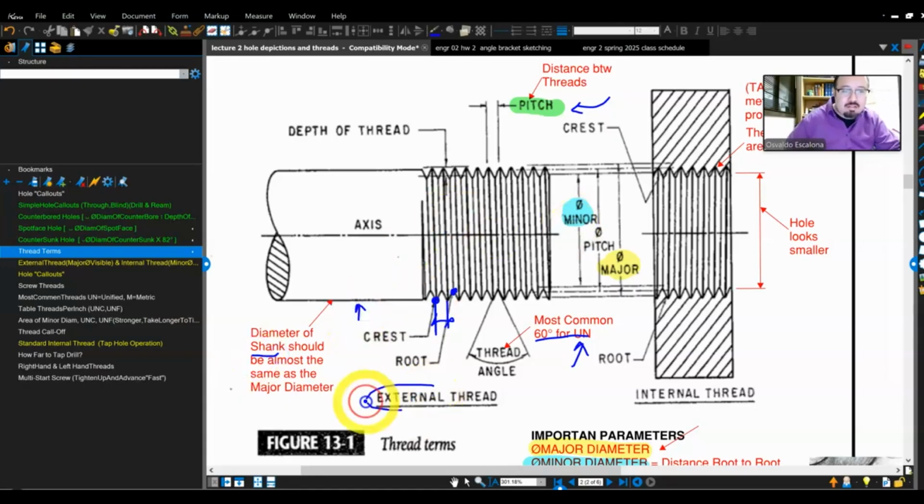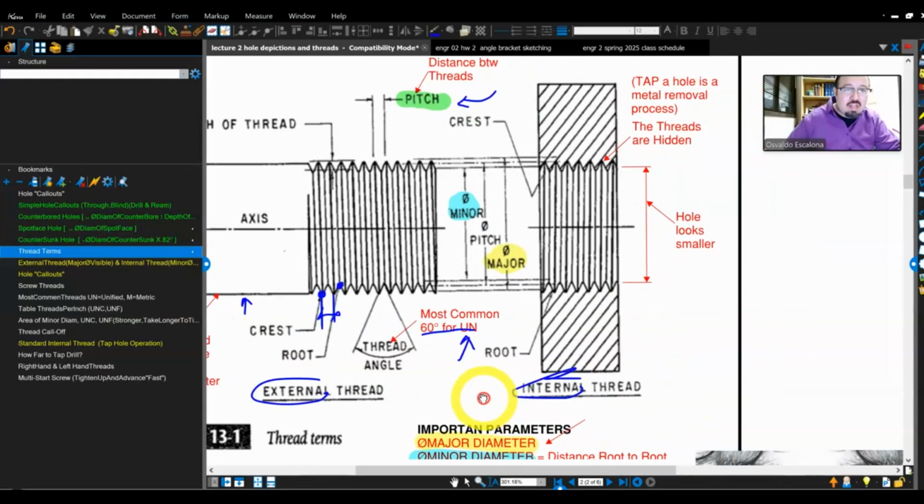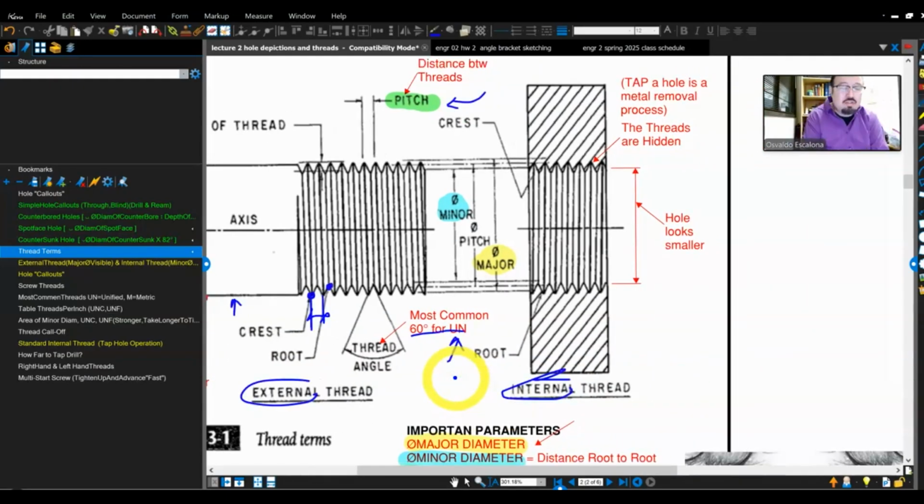You're going to have an external thread and an internal thread. When you're calling out the holes, you need to know the major and the minor diameter. The major is if I go from the top of a crest to the other crest, squeezing from crest to crest. If I go from root to root, you will have the minor.